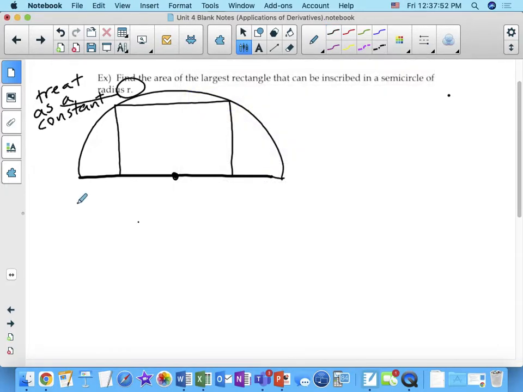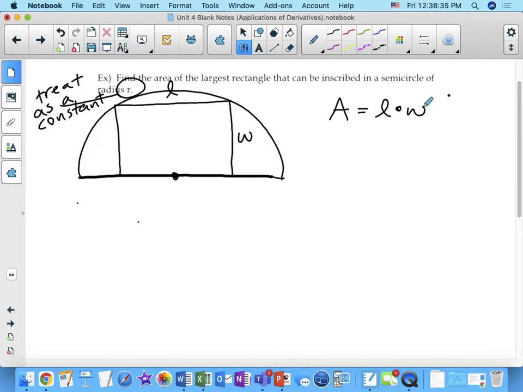Now, the area of a rectangle, how do we get the area of a rectangle? Length times width. So maybe I'll put in the length and the width, because the area of this thing is length times width. The other piece of information that we know, although we don't know what it is, we can treat as a constant, as if it was a number, is the radius. Now the radius doesn't really show up as the length or the width of this rectangle. However, yes?